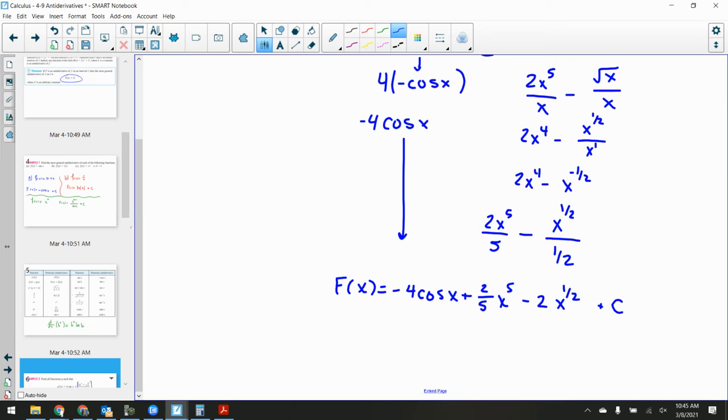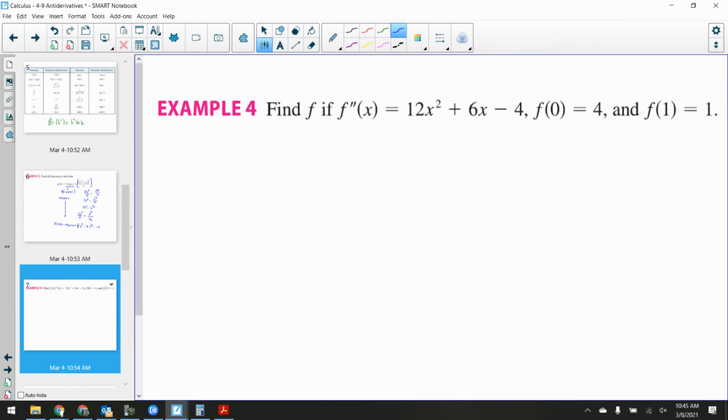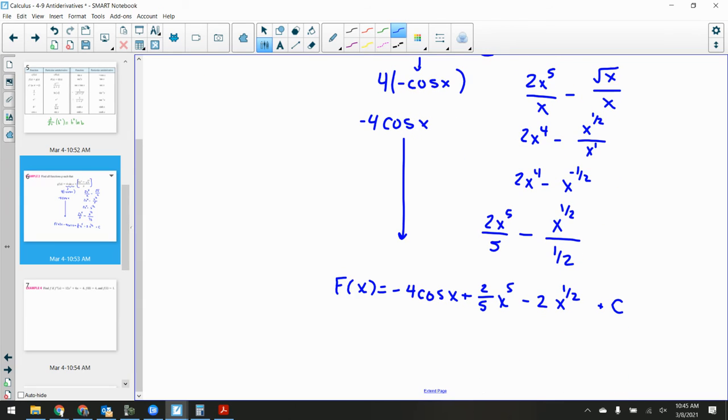Okay. Questions about that? No? Okay, let's keep it going. You still don't get why I got the 2? Keep, change, flip. 1 divided by 1/2 is 1 times 2 over 1. Does that make sense? Okay.